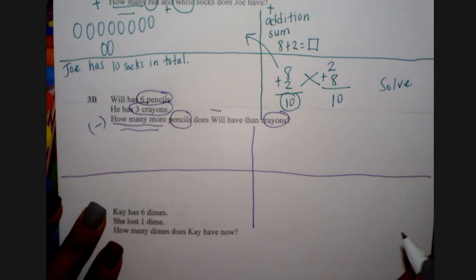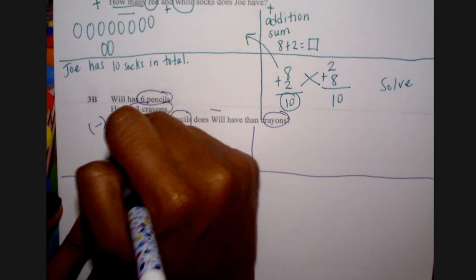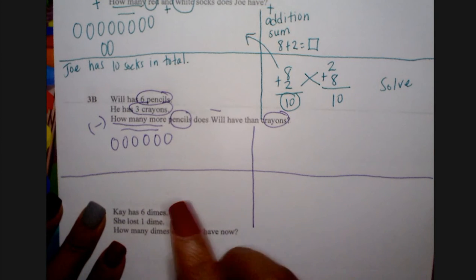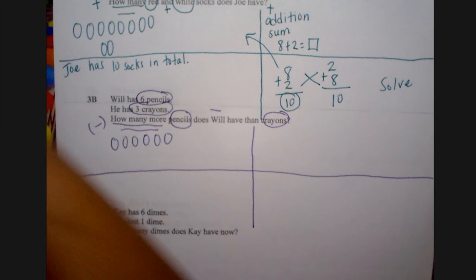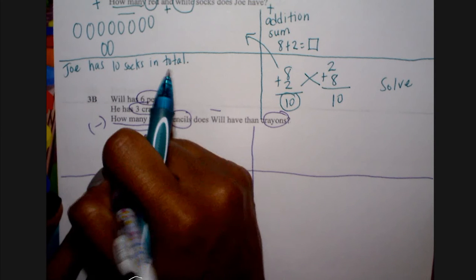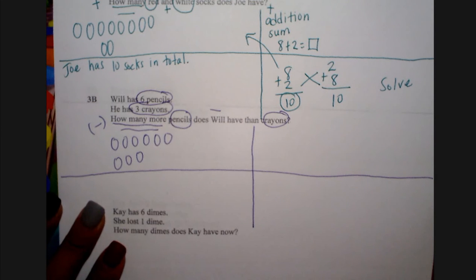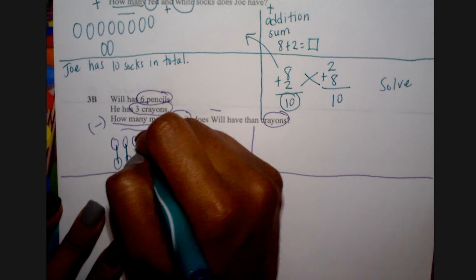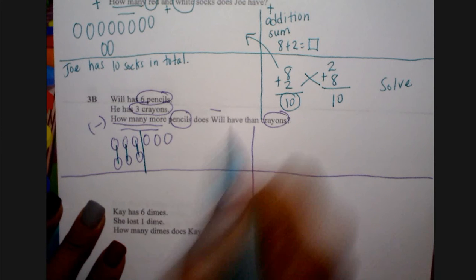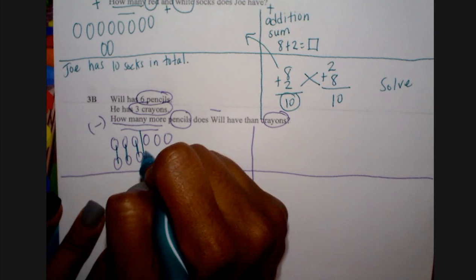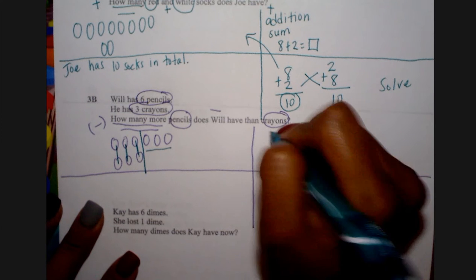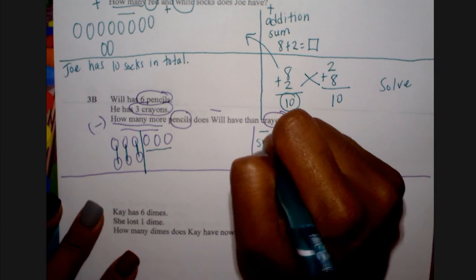Okay, so let me draw my pencils. 1, 2, 3, 4, 5, 6. And my crayons. 1, 2, 3. Okay, so this one has a partner, this one has a partner, this one doesn't. And right here is where we're drawing our boundary lines. So these are how many more we have. We already said that we are doing subtraction.